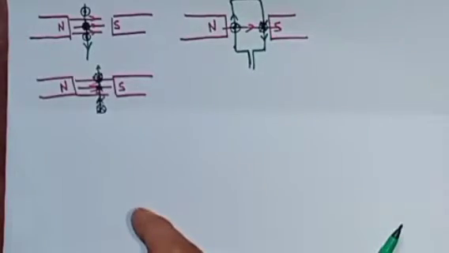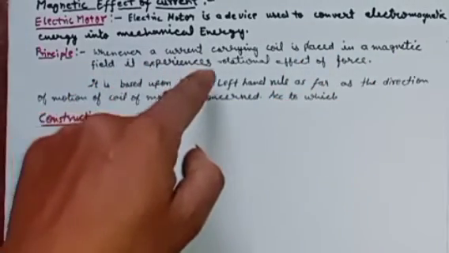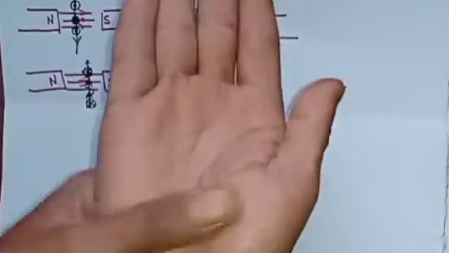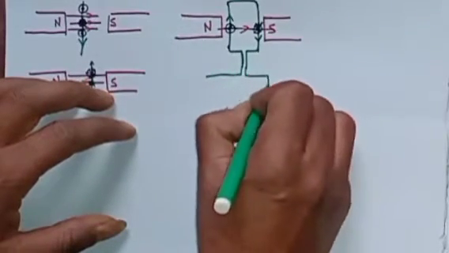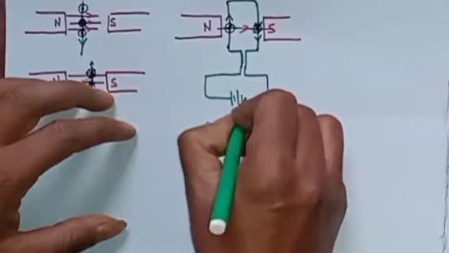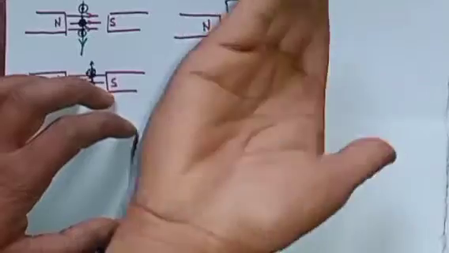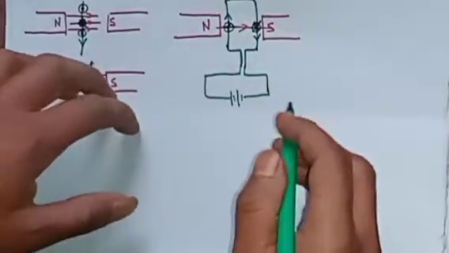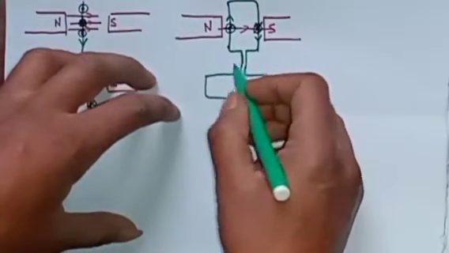And this is what I have written over there. Whenever a current carrying coil is placed in a magnetic field, it experiences rotational effect of force. This is rotational effect of force. It is going this way. Now, just imagine we are supplying some current in this coil like this circuit. Now, if it would turn, then these wires will get twisted together. So we require a trick by which it should not be twisted.